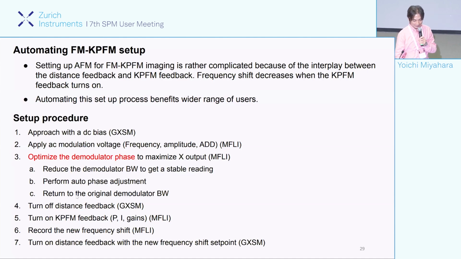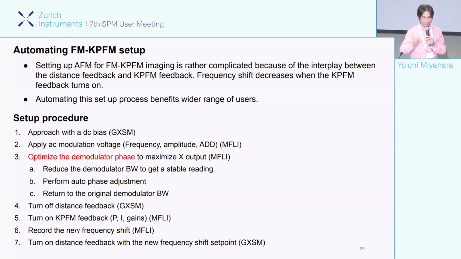And then this is the tricky part, because KPFM and distance feedback interact with each other. So before turning on the KPFM, you have to turn off the distance feedback. You have to go to GXSM and turn off the distance feedback, and you have to set the proper PI gains. This has to be done in the MFLI.